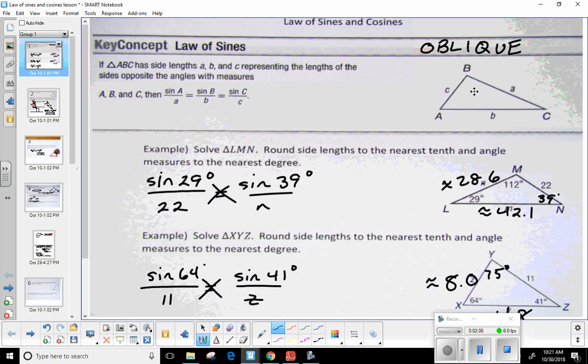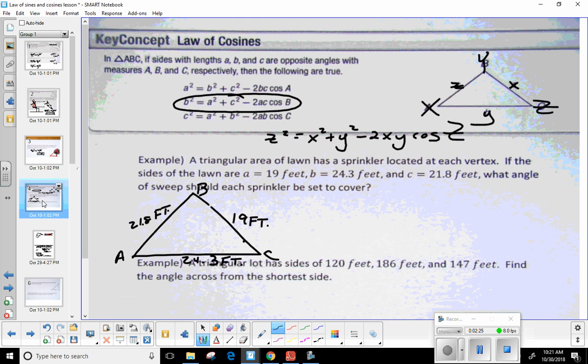And remember, you had to have what we called a what? A pair. So what does that mean? There you go. You have to have not only an angle measure, but you also have to know the side length across from it in order to use the law of sines. Now, if you don't have that pair, that is where the law of cosines is going to come in.